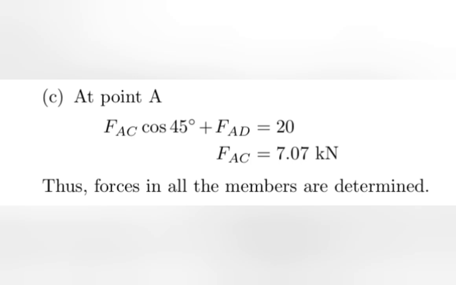Finally, at point A, we know there is an FAC cos 45. We know that the angle is 45 degrees, so FAC cos 45 will be simply in the downward direction, right? And in the same direction we have the force. So that 20 should be the sum of FAC cos 45 and FAD. Why? Because for equilibrium, the sum of the two values should be equal to 20, just like we did at the other two points.